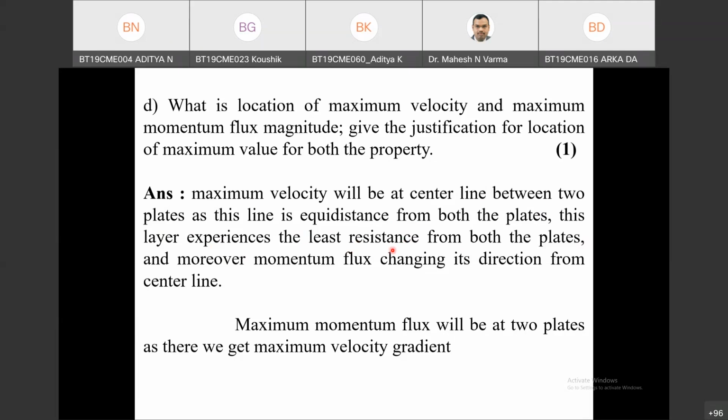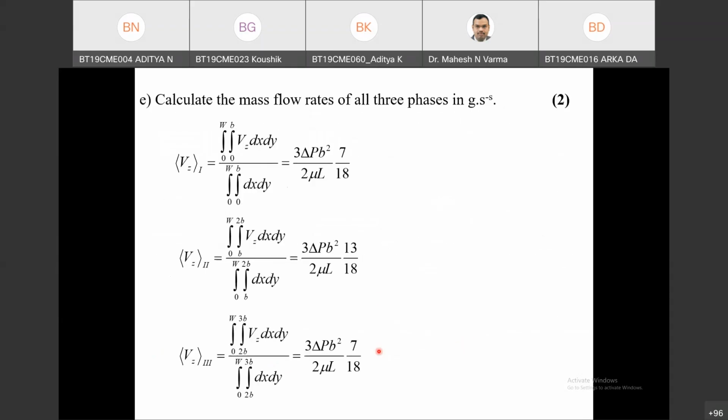Moreover, momentum flux changes its direction at the central line. Previously it was in the positive x direction, then it is in the negative x direction. So maximum momentum flux will be at the two plates, where you will get a maximum gradient of velocity. Okay, so you can calculate the average velocity.